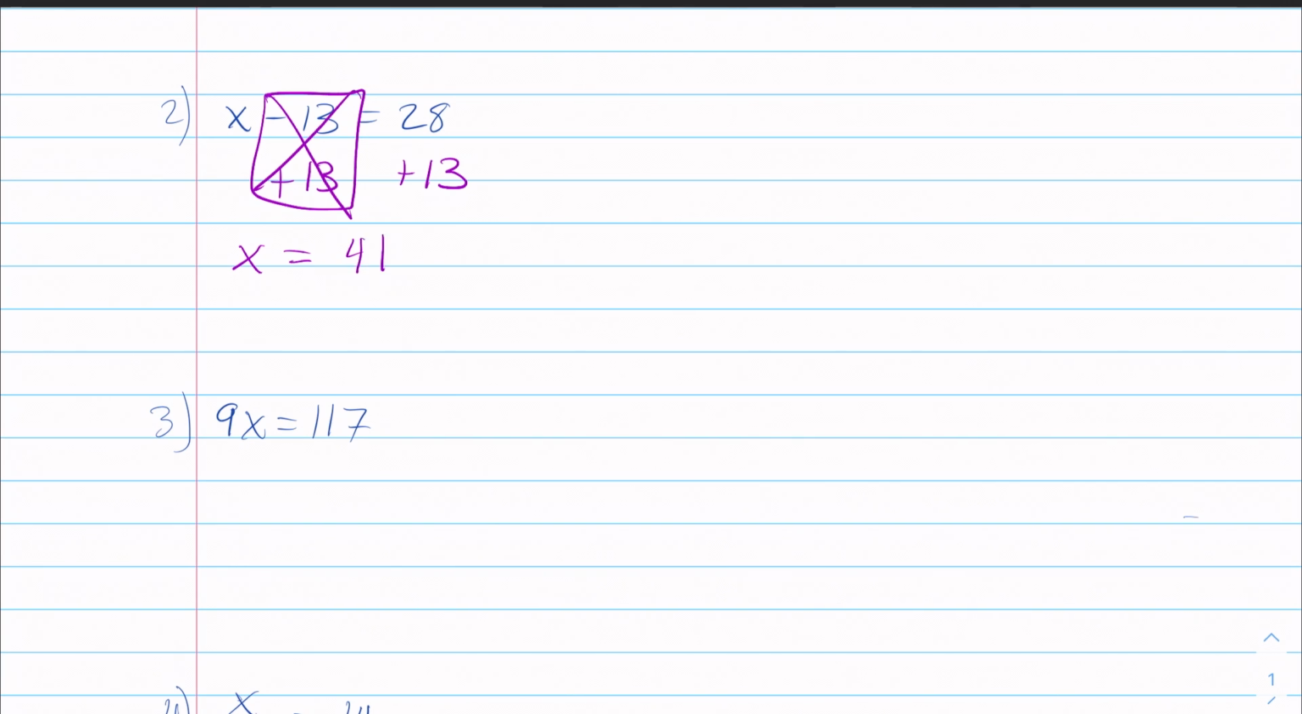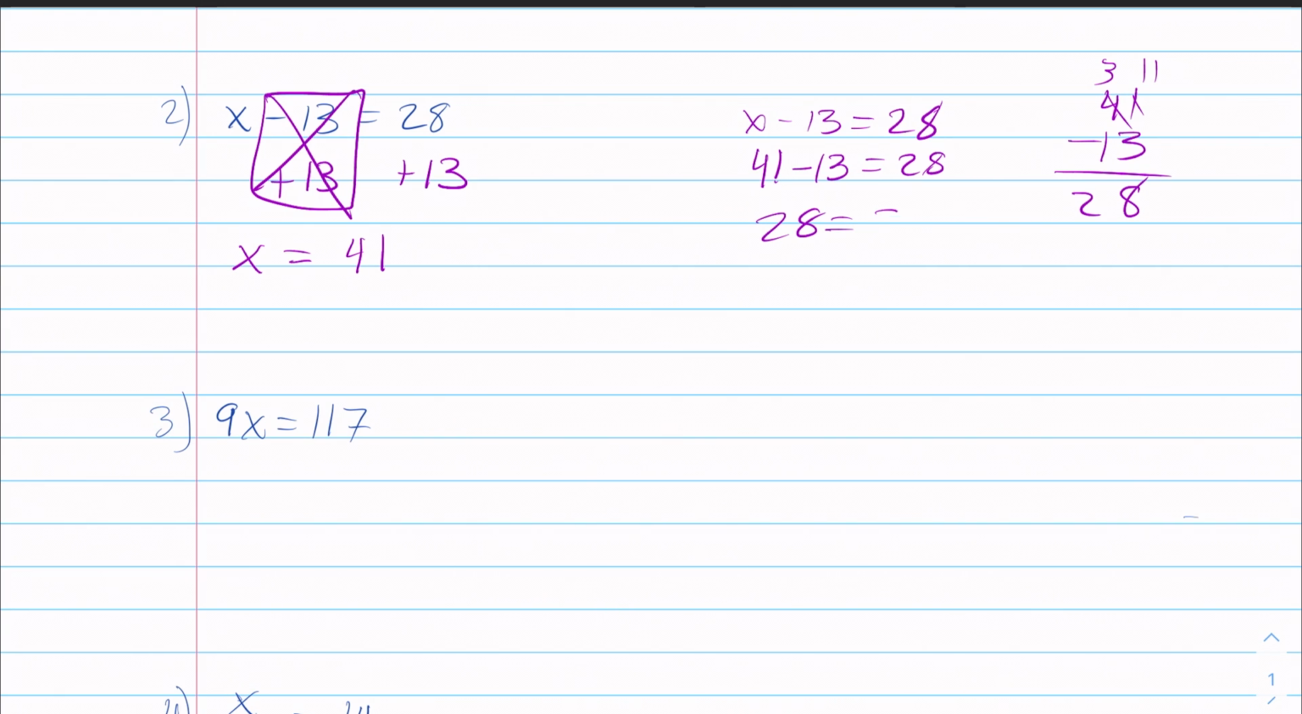Now let's check it and see if we're right. So x minus 13 equals 28 is what it says at first. So if I put in my 41, that's 41 minus 13 equals 28. And then I can do a bit of subtraction. 41 minus 13, I need to borrow 1. 11 minus 3 is 8. 3, and then boom. So I am correct. 28 on the left and 28 on the right.